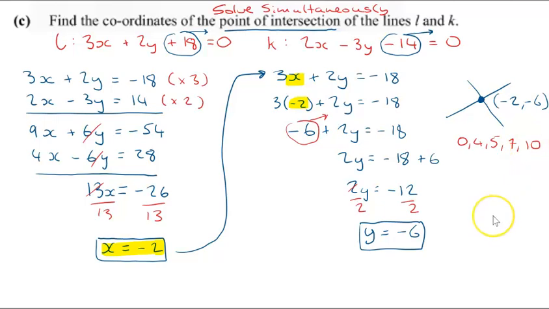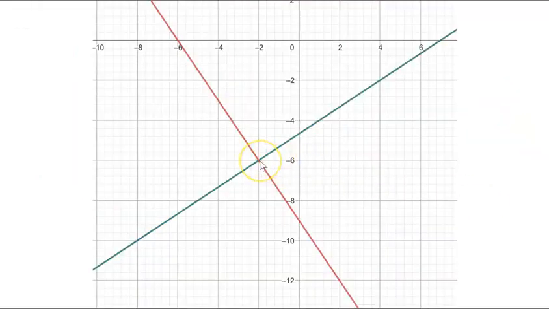That's worth 10 marks. And if we draw the lines out on a coordinate diagram, we can see that the point of intersection is -2, -6, and we can also see that the lines are indeed perpendicular.